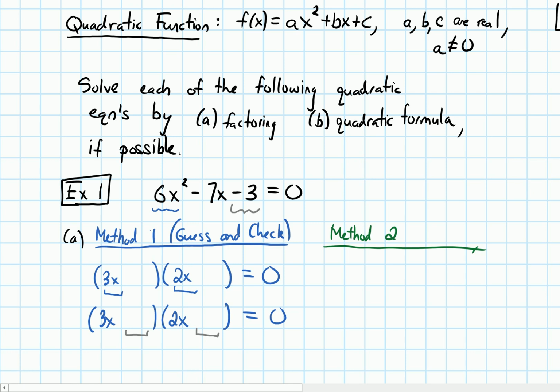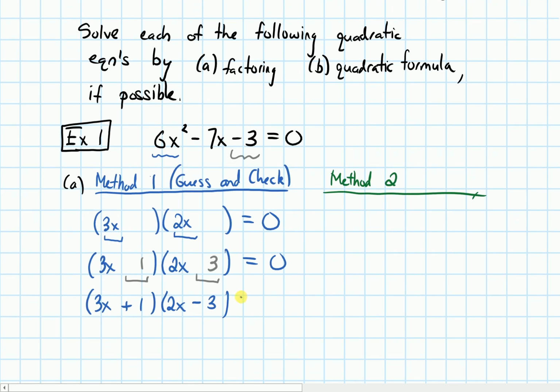Okay, so I'm going to try putting a 1 here and a 3 here. And in terms of the signs, if I want to get a -7, let me fill in the signs in the next line. So I have 3x, 2x, and then I have a 1 here and a 3 here. I'll put a minus with the 3, and a plus with the 1. And this equals 0. And if I were to FOIL this out, it comes out to what I want it to be, 6x squared minus 7x minus 3 on the left-hand side.